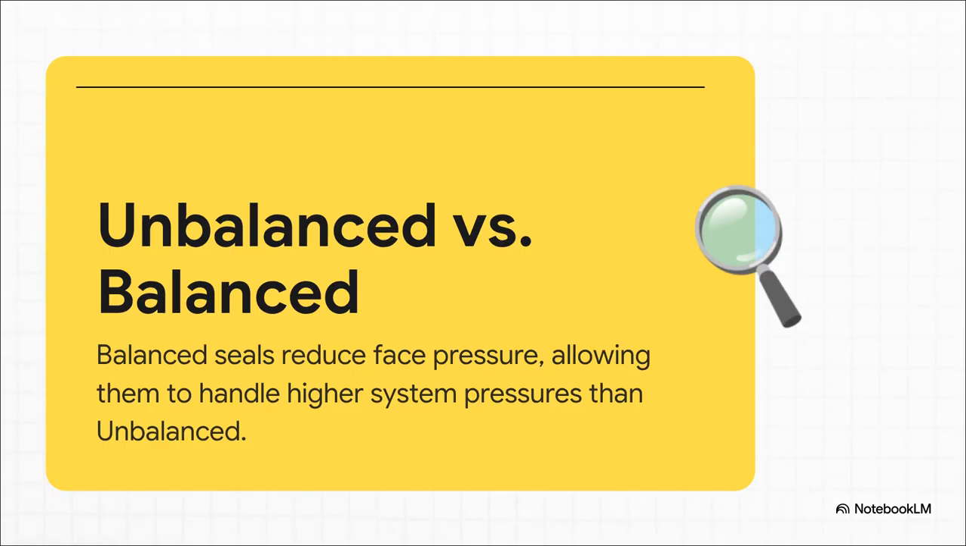And here's where design gets really interesting. An unbalanced seal is the simpler of the two. All of the process pressure is just smashing its sealing faces together. But a balanced seal? That's where some clever engineering comes in to relieve some of that force. This means it can handle way higher pressures and speeds without overheating and failing. Now remember that difference, because it is about to become very important.